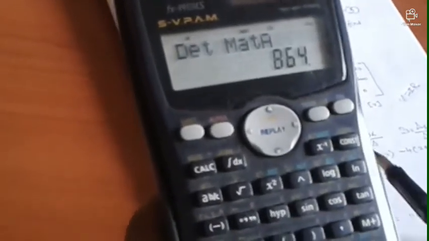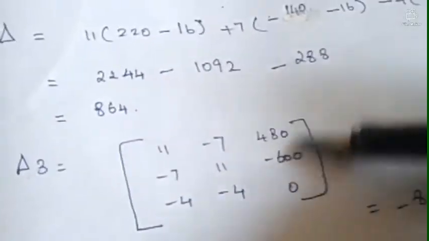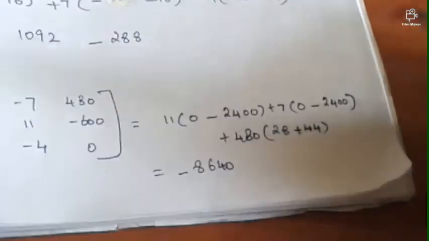Then we have to find del 3, because we need I3. For finding I3 we use del 3 by del. So how do we form the del 3 matrix? The del 3 matrix is nothing but this loop matrix with the third column replaced with the source voltage column. Now find the determinant of this matrix. We get minus 8640.